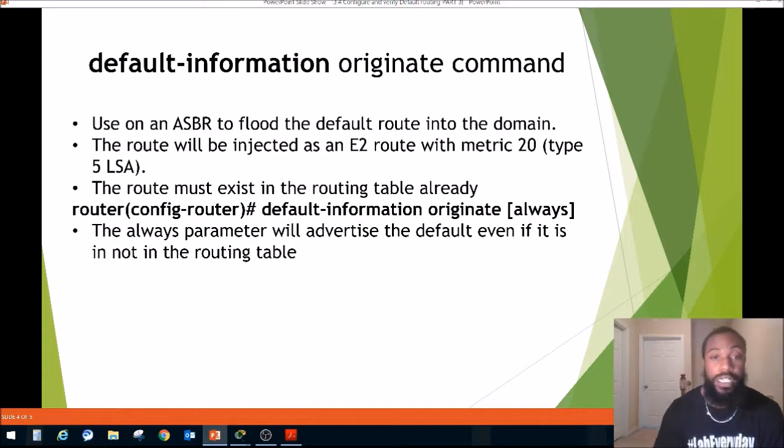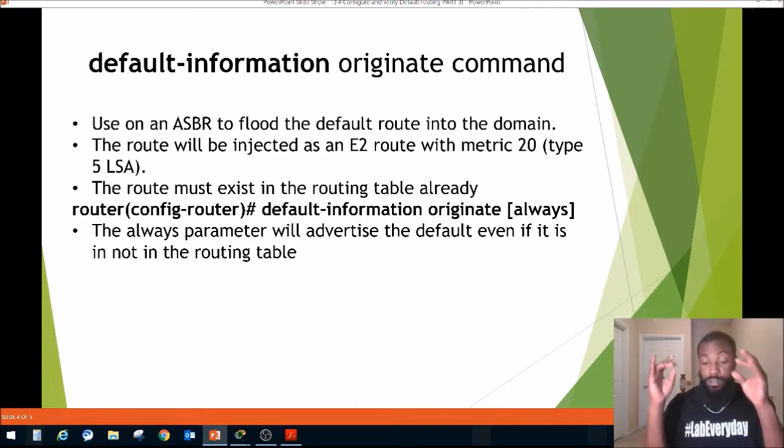This route must exist in the routing table already. That means you have to create the static route first. Once it's in there, then you can share it. The same thing with EIGRP. When you're using ip default-network, the route has to be statically entered, and it has to show up in your routing table as a static route. From there, you'll be able to share it in EIGRP.